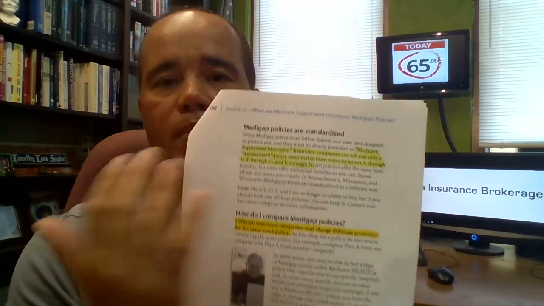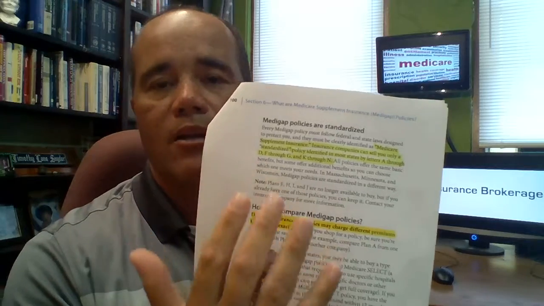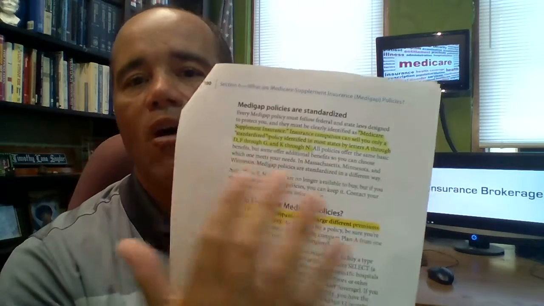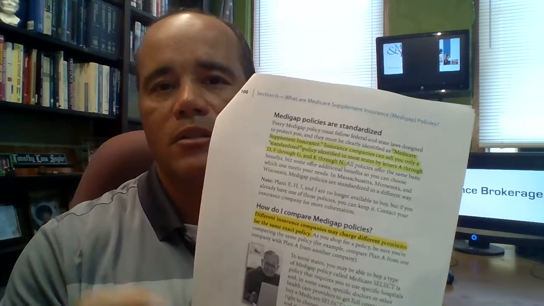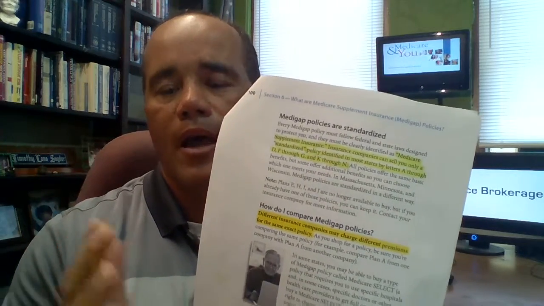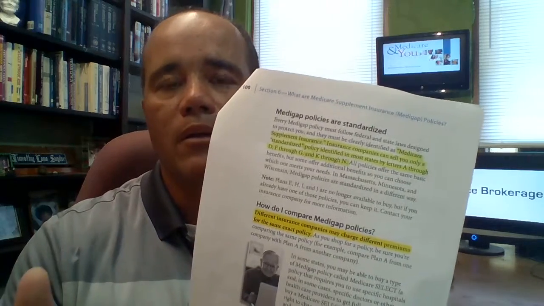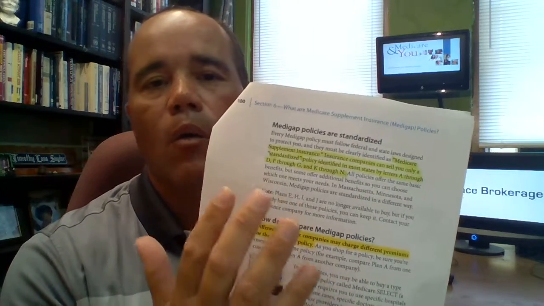So let's make sure you've got your Medicare and You guidebook. Again, it always is a great idea to have it handy. It's a great resource, a great reference guide. If you turn to page 100, you'll see that these Medigap policies, or Medicare supplement policies, are all standardized, okay? They're all standardized by a plan letter. It's going to be either A through D, F and G, or K through N, all right? And basically all I want you to understand is they're all standardized.